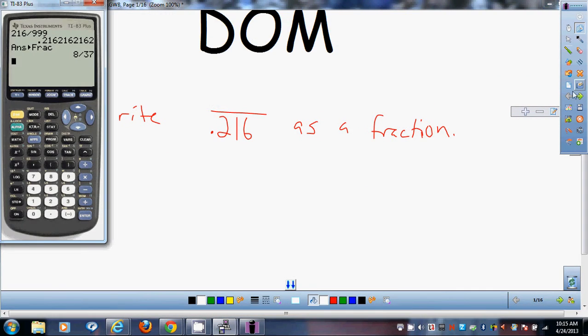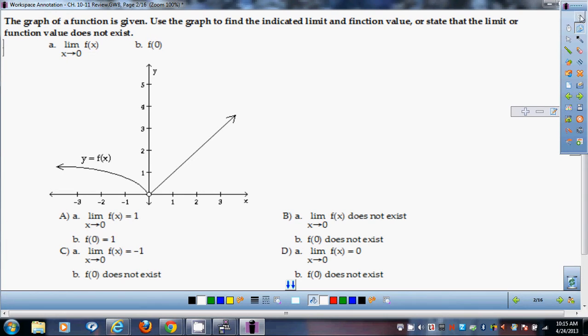Okay, here we go. Number 1. The faster we do this, the faster it's done. Calm down. The graph of the function is given. Use the graph to find the indicated limit and function value. It should say function. That's weird. Or state that the limit or function value does not exist.